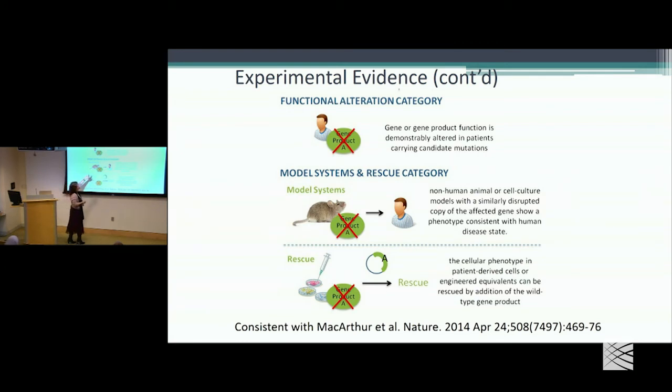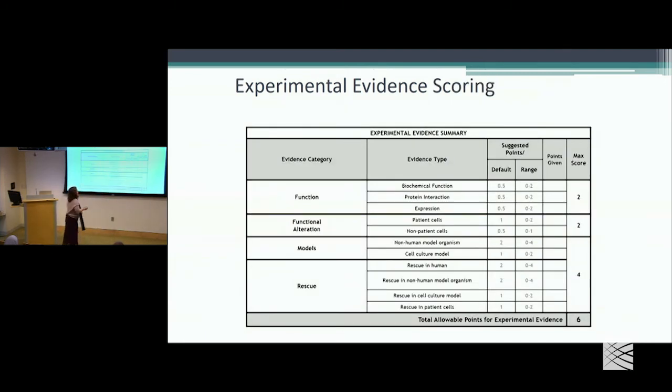So the gene or gene product you can show is demonstrably altered in patients carrying candidate mutations. You've got an animal model that is consistent with a human disease, and you've disrupted the gene or put in a gain of function mutation, or you've rescued. You've got an animal model where you put the functional gene back in, and it rescues the phenotype. So those are all examples of functional data that we then score in the process.